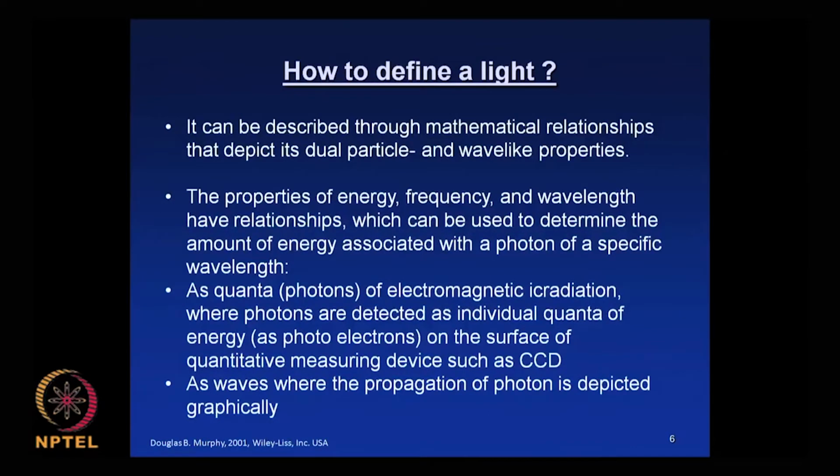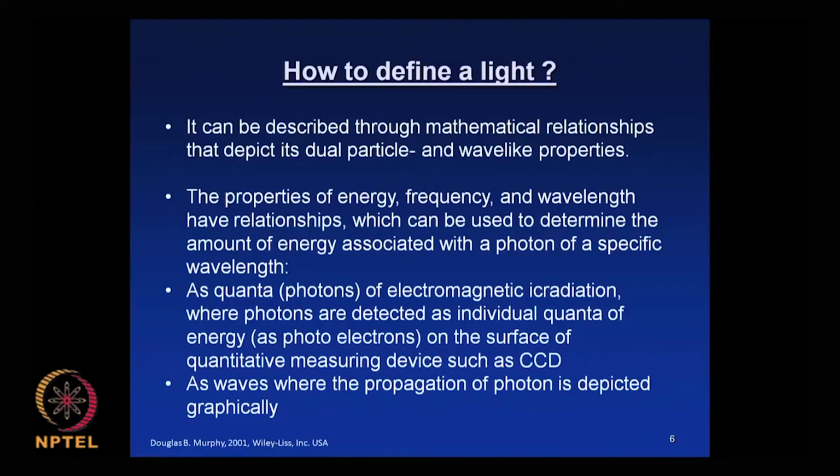So, how to define light? This is always a very tricky situation. Because we all know that electromagnetic radiation has a dual nature, that is, light will behave as a particle as well as a wave. But it can be described through mathematical relationships that depict its dual particle and wave-like properties, that is, the properties of energy, frequency and wavelength have a relationship. What are those relationships?